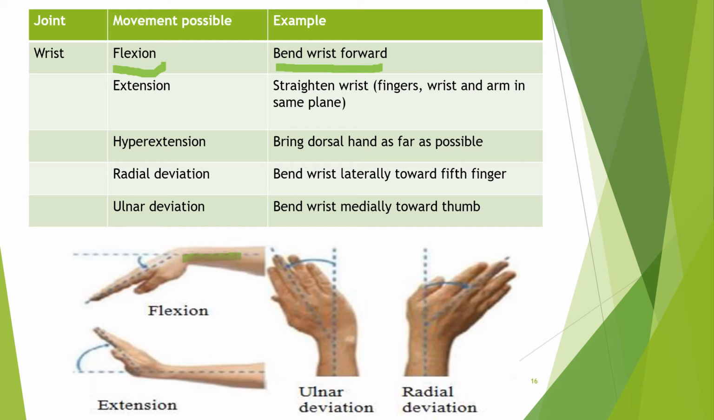So this is the arm. Here is your hand. Originally it is straight, and when you bend the hand, there is a decrease in angle. So it is known as flexion. In extension, when you extend your hand, you move your hand backward.